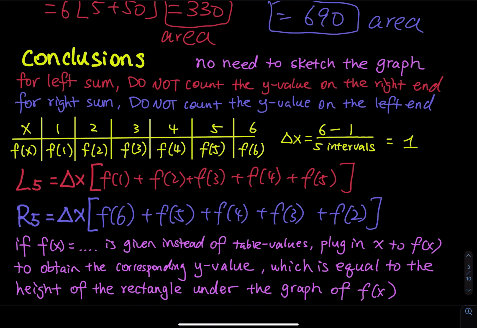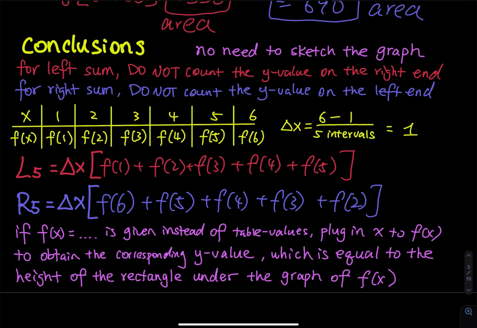So what about another what if? What if you don't even have the table value? You have a function. So your function is given instead of the table value. That is even easier. You don't need to count on the table at all. All you have to do is plug in x to the function to obtain the corresponding y value. And then the y value is equal to the height of the rectangle. The rectangle of what? The rectangle under the graph of f of x.